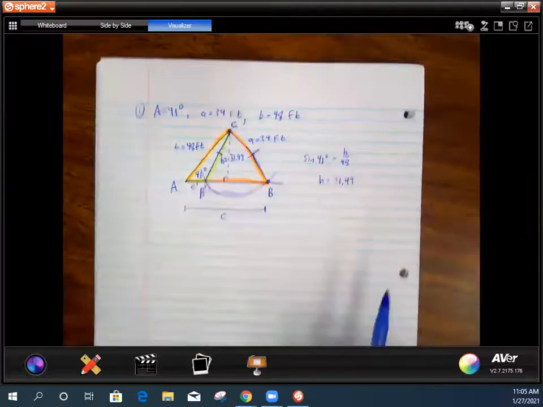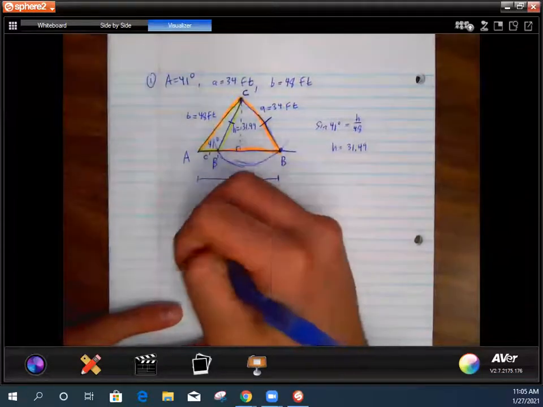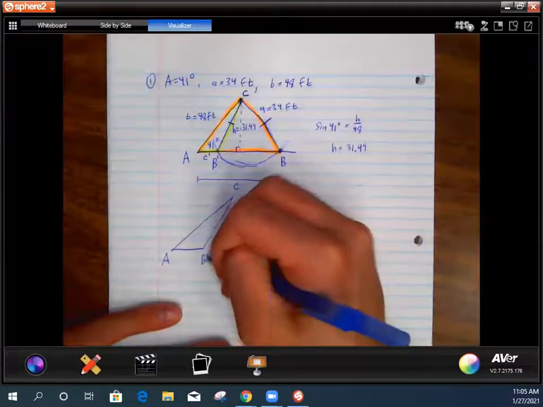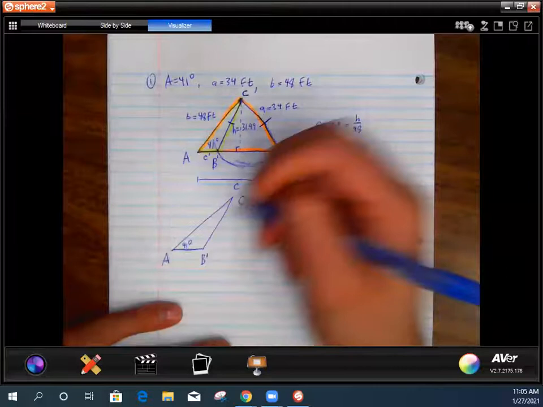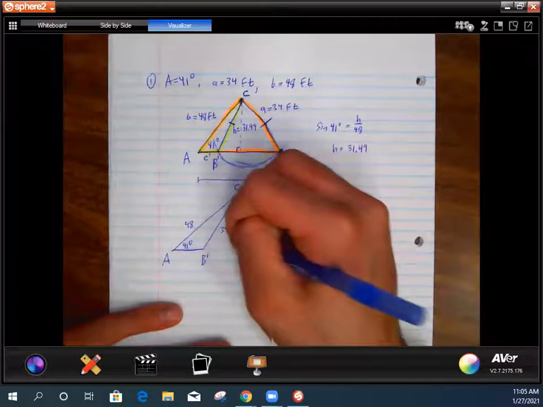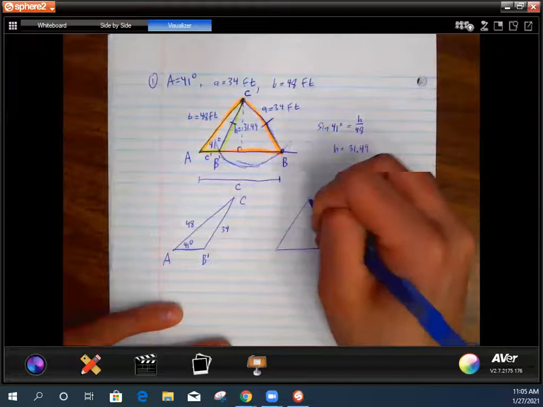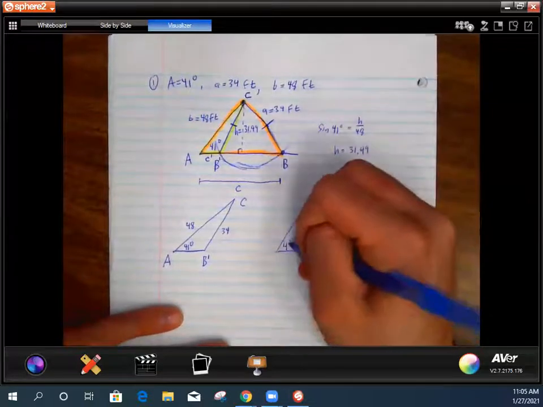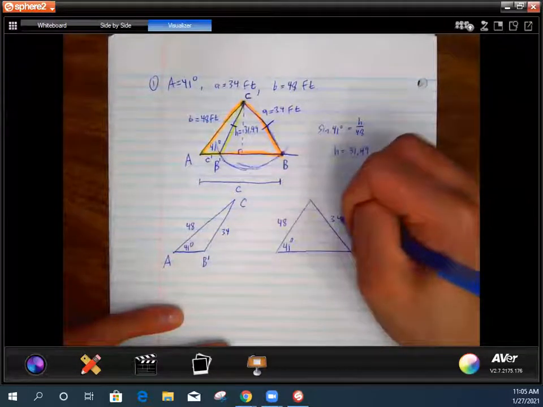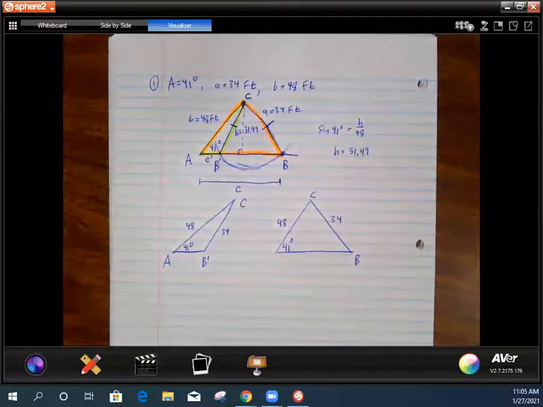So now I'm going to draw those triangles out separately. So I get triangle ACB prime. This angle is 41 degrees. This side is 48 feet. This side is 34 feet. And we also have this triangle, which also has a 41-degree angle, a side next to it that's 48 feet, and a side opposite that's 34. And this would be angle C, and this would be side B. So now we have to find both triangles.